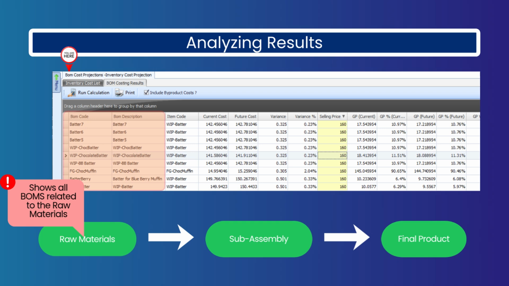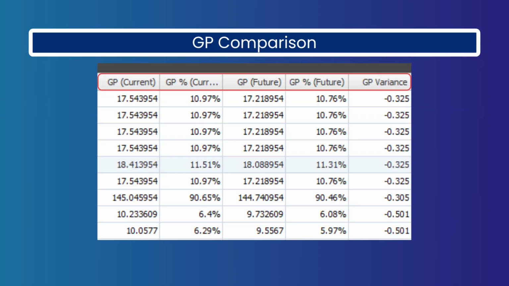You can see the current cost versus the future cost, the variance percentage, and even type in a simulated selling price to see exactly how your future GP margins are looking. This comparison is where the magic happens. You can see your current GP value and percentage right next to the projected future figures. It even gives you a GP variance, showing you exactly how many units of value you stand to lose per item if costs go up.